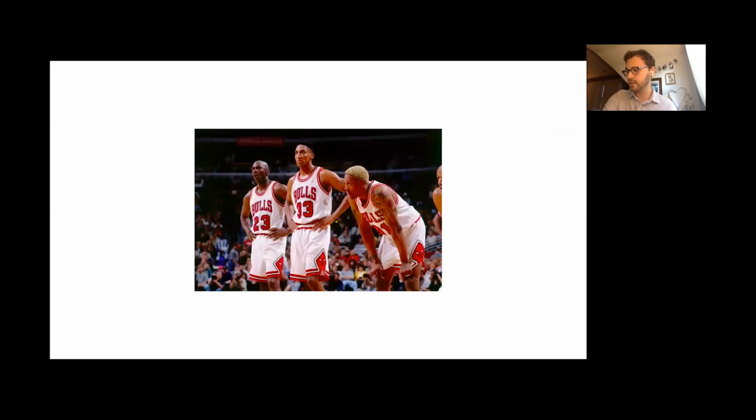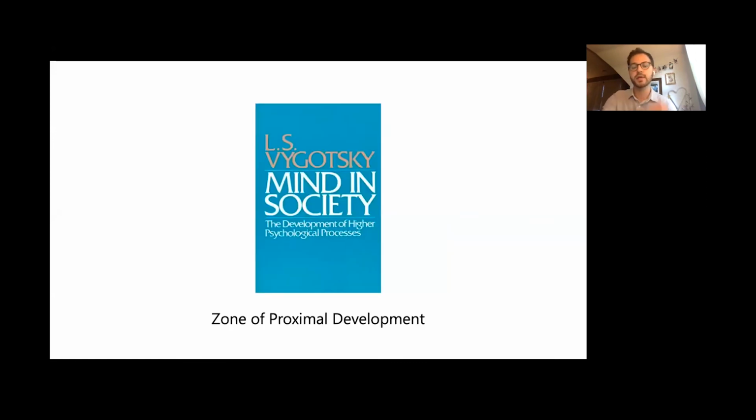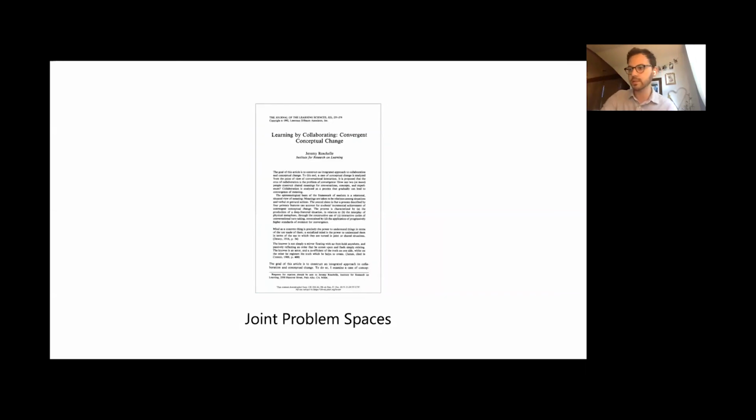With reference to learning in the learning sciences, there's a long history of collaboration as a key mechanism for learning. So this goes all the way back to Vygotsky's work on the zone of proximal development, and forward to Rochelle's work on joint problem spaces. And this work and a host of others argues that negotiating meaning and developing shared understandings contribute to learning, and that's a key process of collaboration and learning in general.